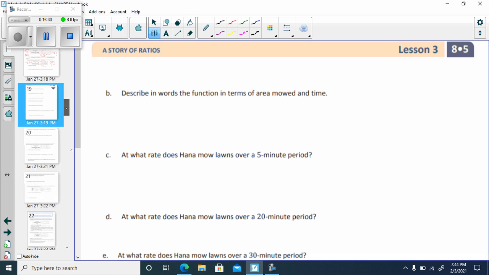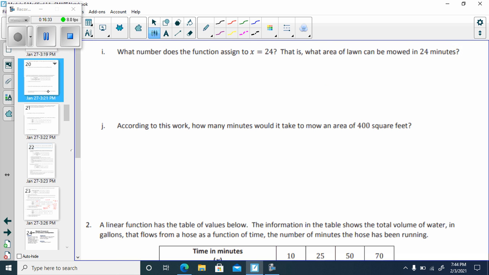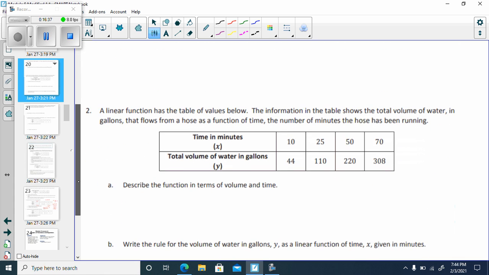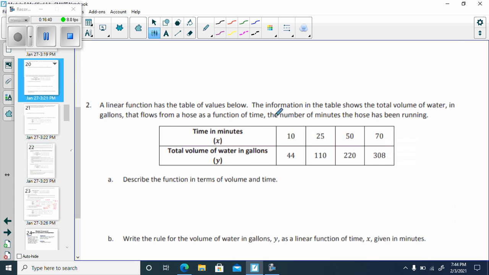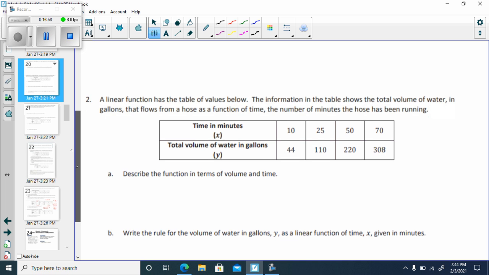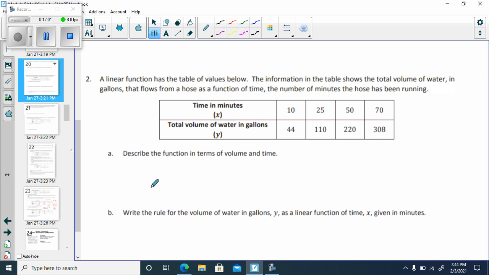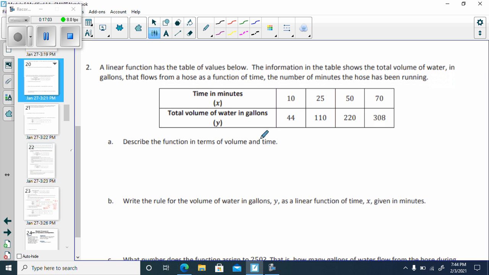Now, we're skipping this page. We're going to the bottom of this one. A linear function has the table of values shown below. This is in your workbook. Okay? If we're looking at this table of values, they say the information shows the total volume of water in gallons that flows from a hose as a function of time. Okay, they want us to describe what's going on and write a rule. First, let's write the rule, then we're going to describe it.